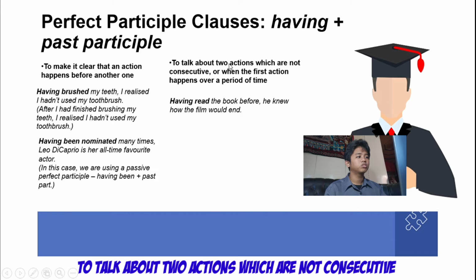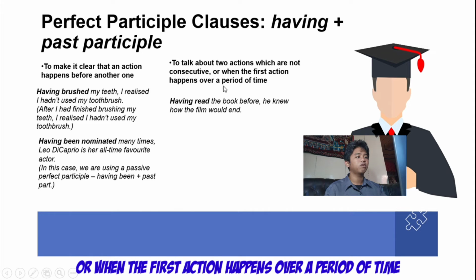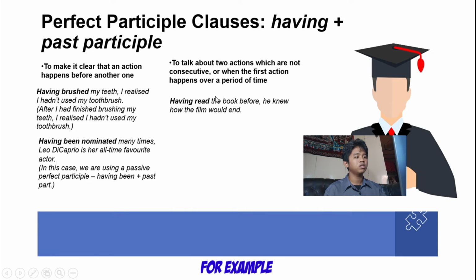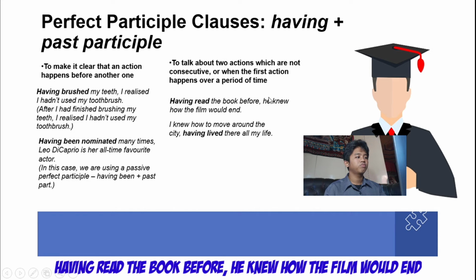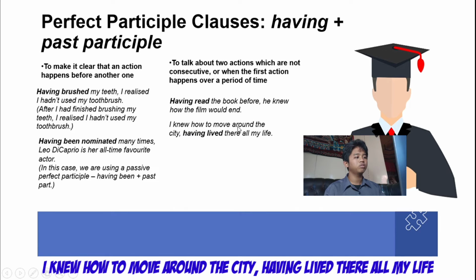To talk about actions which are not consecutive, or when the first action happened over a period of time. For example, having read the book before, he knew how the film would end. I knew how to move around the city, having lived there all my life.